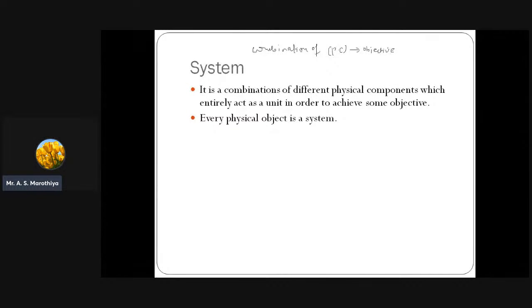For example, the pen which I'm holding in my hand right now is nothing but a system, because it is a combination of plastic material followed by a nib, and inside that it has ink, and the overall objective of this arrangement is to help me write on paper. So this is the example of a system. Any physical object which we can see, which we are using right now, is an example of a system.